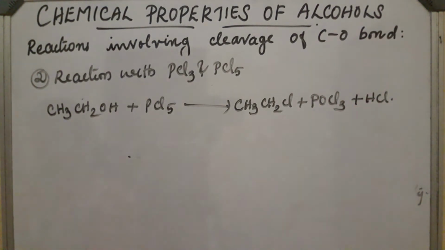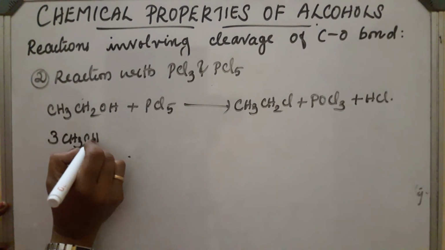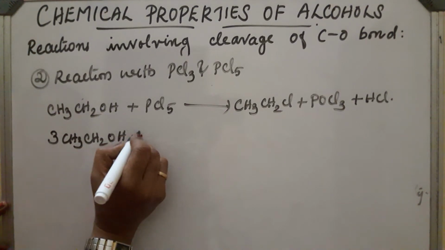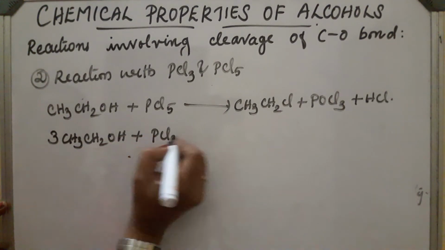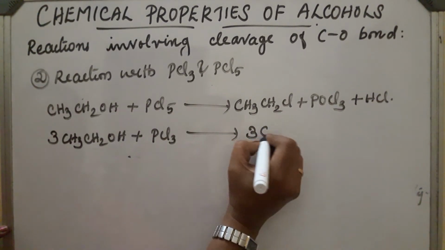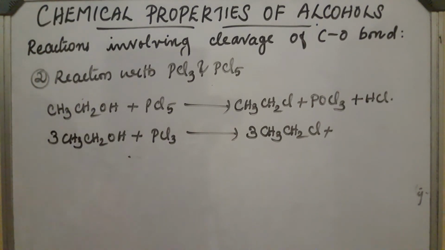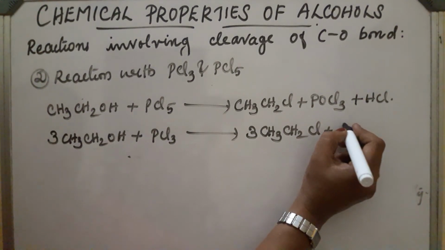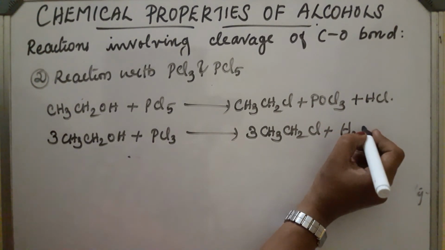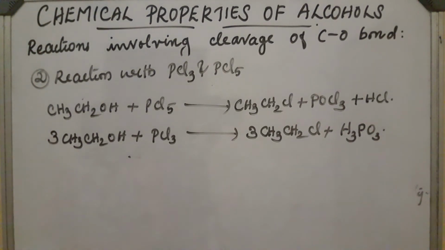Now, alcohol on reaction with PCl3. The reaction is as follows: 3 CH3CH2OH plus PCl3 gives 3 CH3CH2Cl plus H3PO3. H3PO3 will be the byproduct.